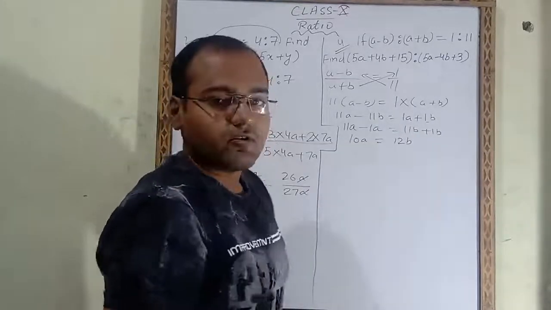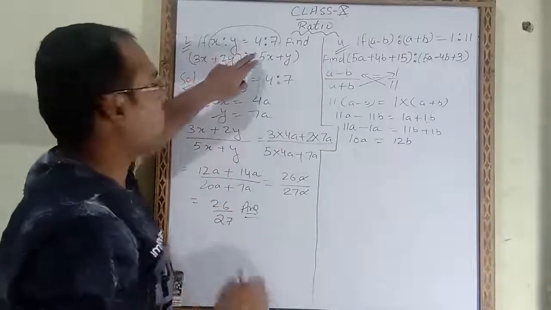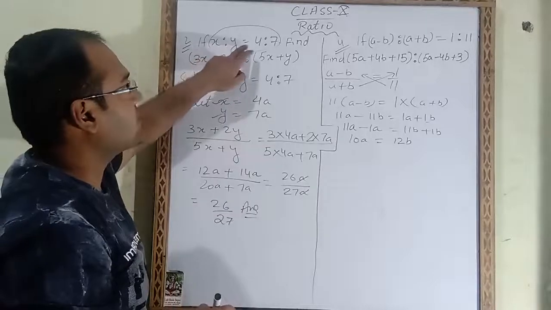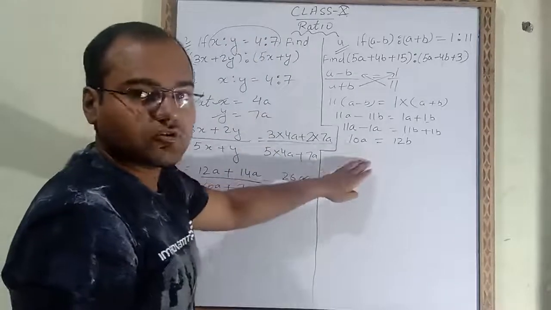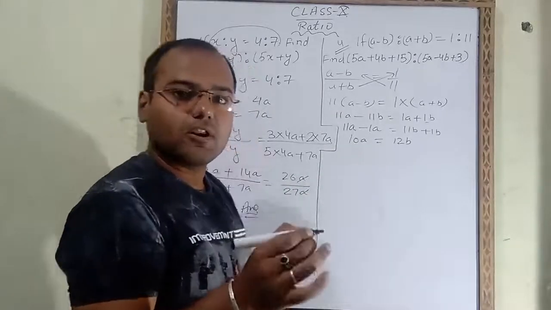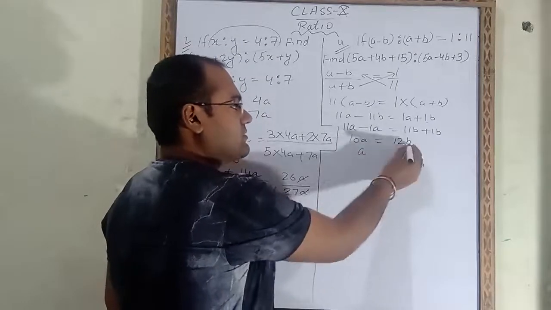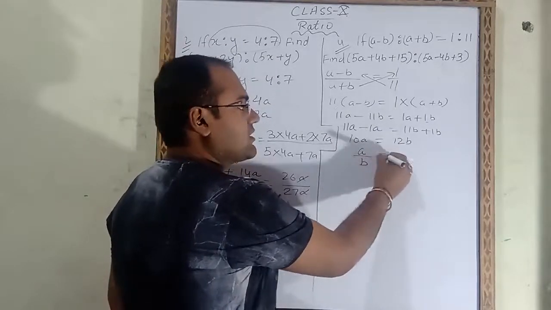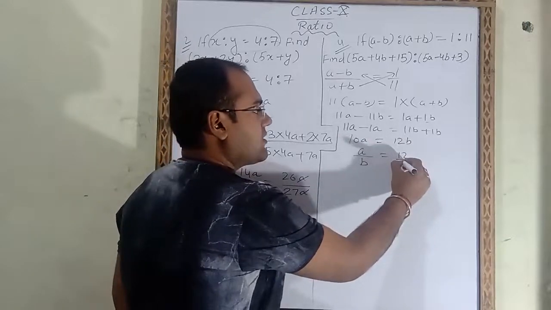Now what we will do here, we will make one ratio as it is given in question number 2. Here it is given x ratio y is 4 ratio 7. In the same way we will make a ratio b here. a ratio b means a upon b. So this a will remain here, this b we will bring down, is equal to 12 will remain there only. This 10 will go in the denominator.